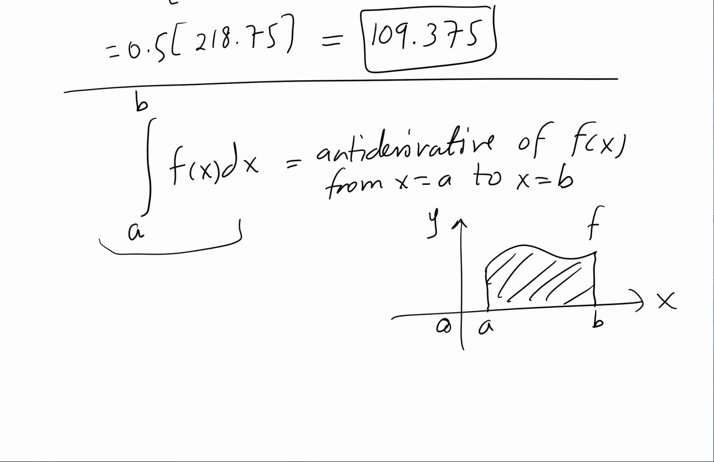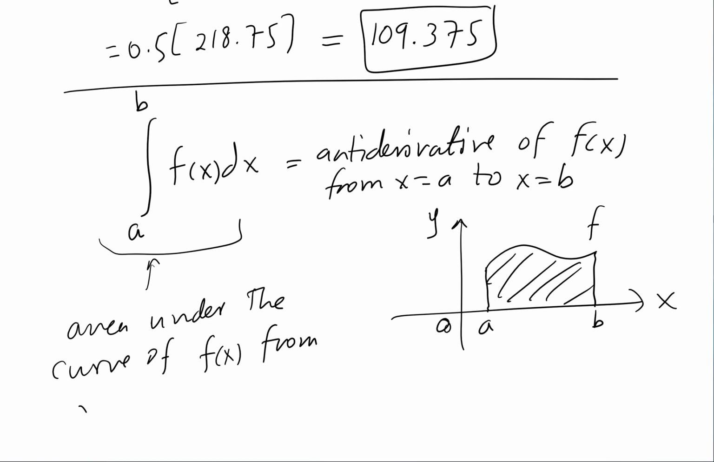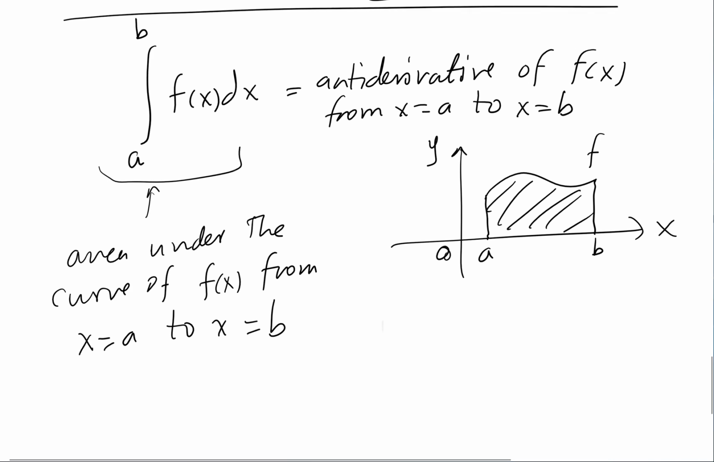So again, this represents the area under the curve of f of x from x equals A to x equals B. That's what this stands for. It's just a notation that was found by a German mathematician, Riemann. He was the one who found it and applied it to find areas. And this actually gives the exact area under the curve, not the approximated area, but the exact area under the curve.